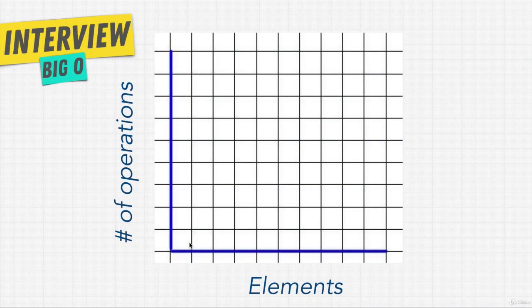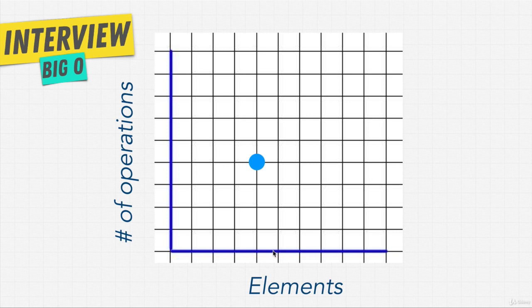If we look at this graph and we say we have 4 items in the array, well, the number of operations is going to be 4, right? Because we're going to loop through each item and say, is this Nemo? Is this Nemo? Is this Nemo? Is this Nemo? 4 times. No matter what, we're looping 4 times, at least with the way that we have this code set up.